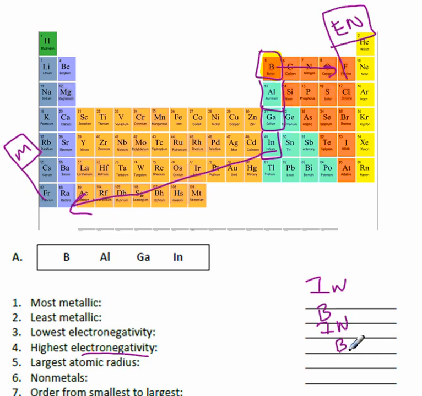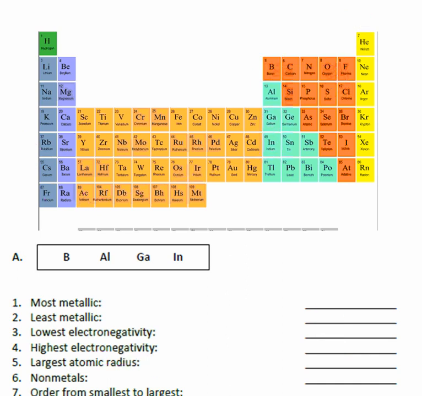Largest radius. Well, the flag for radius is right there. So if I look, I have indium, gallium, aluminum, and boron. Indium is closest to the flag, so that means it will be the largest radius. They asked me the smallest radius. Boron is the farthest from the flag. Boron would be the smallest.